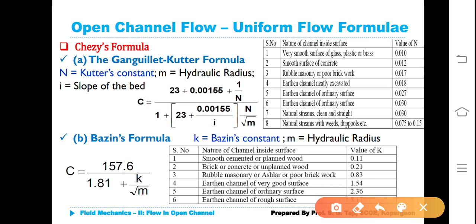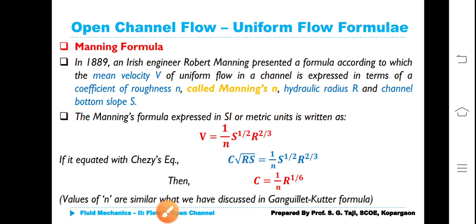Here the capital N is Kutter's constant. The same constant is taken as Manning's constant, which depends on the nature of the channel and the slope. The value of n is the constant or coefficient.